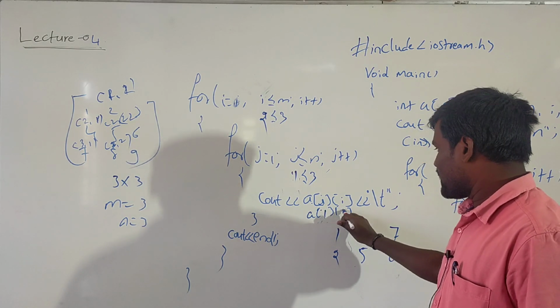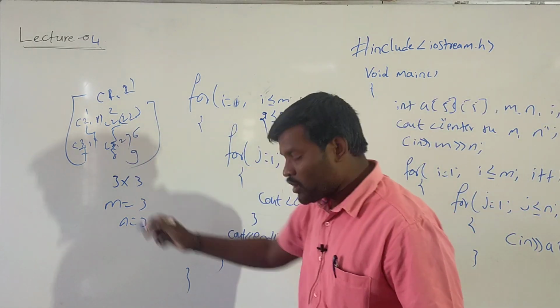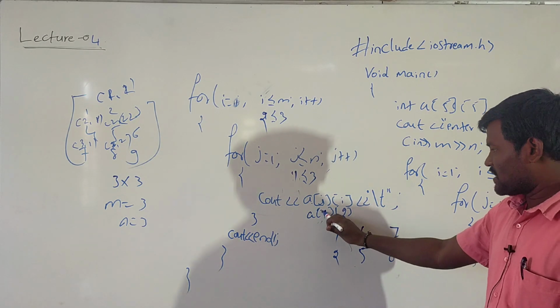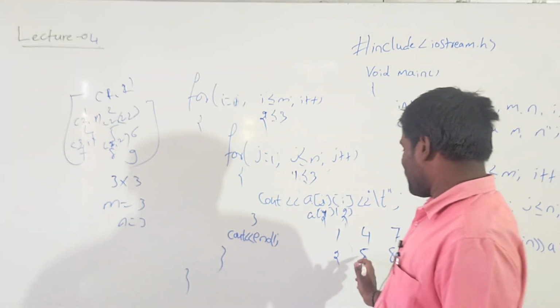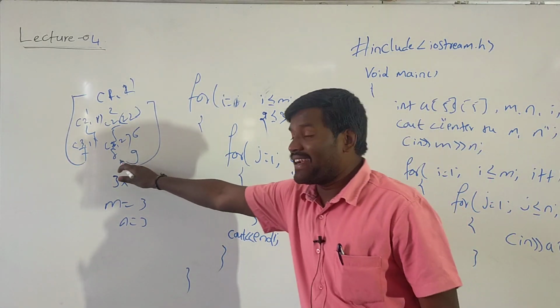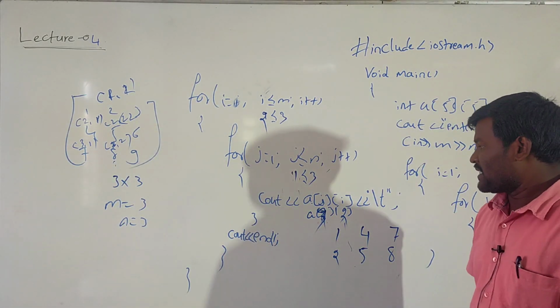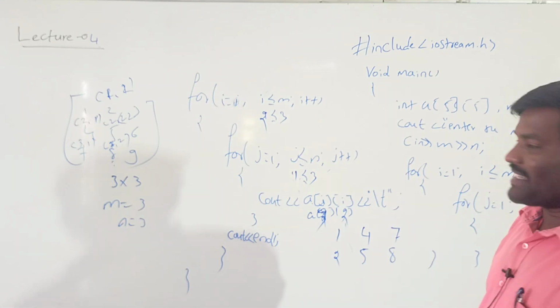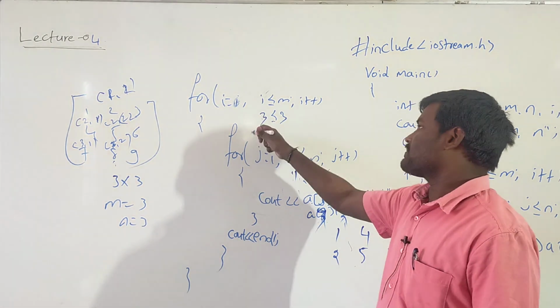Initially j value is 1 and i value is 2. 1 comma 2 is 2, so 2 will be printed. Next, j plus plus, j becomes 2. 2 comma 2 means 5. 5 will be printed. j plus plus, j becomes 3. 3 comma 2 means 8. So 8 will be printed. When j becomes 4, again the condition becomes false. Next, i becomes 3.